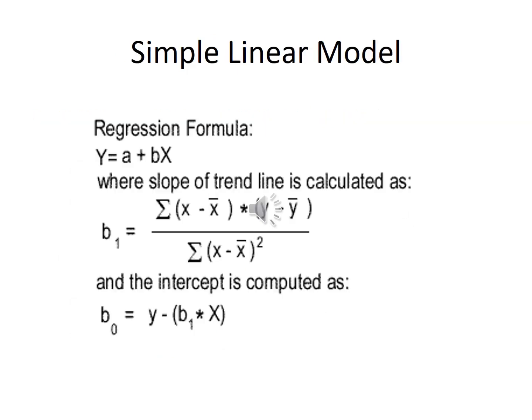Now, if you look at this formula, this is how you figure out the regression line. It's basically the slope of a line. Y is equal to a plus some slope times the x coordinate. And if you look at the b equation, that's how you figure out that slope. And the intercept is computed as such. A lot of work. We're not going to do this, but this is the formula you would use. We're going to let the computer take care of this.